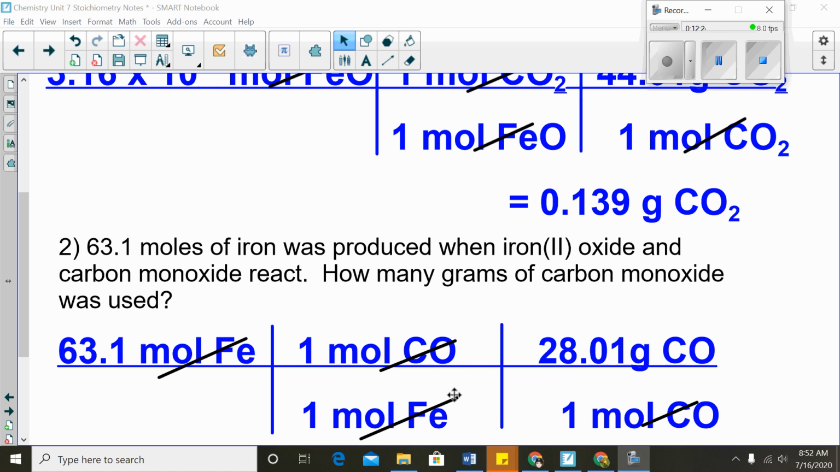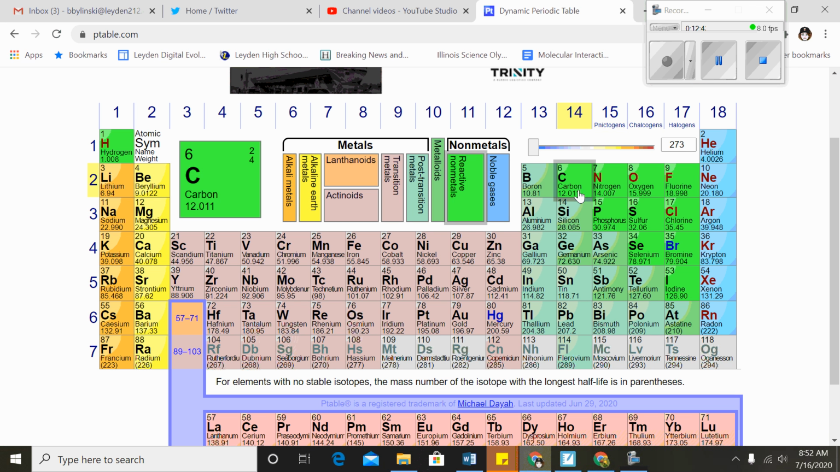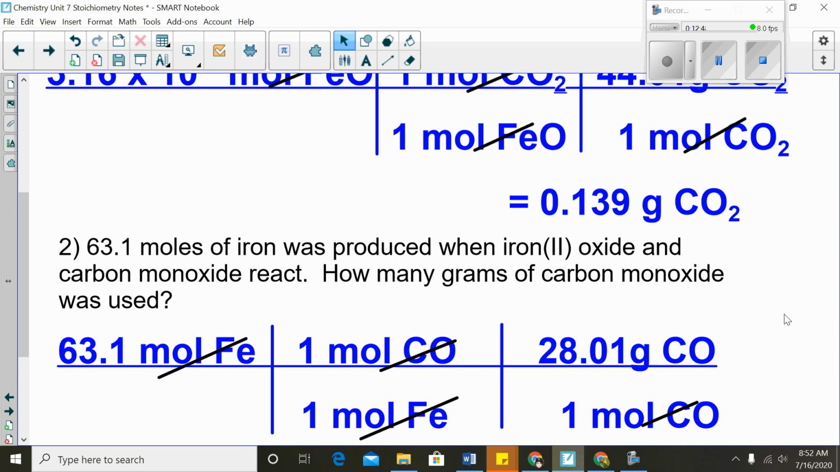There's no coefficients. So that's assumed to be 1. So if Fe cancels and you're left with mole of carbon monoxide, CO, that doesn't answer the question. The question was how many grams of carbon monoxide was used. So now you need 1 mole of carbon monoxide, and where am I getting the 28.01 grams? That is from the periodic table. So carbon, 12.01, and then oxygen, add that together, and you get 28.01 grams of carbon monoxide. Okay. So remember, mole is on the bottom so that it cancels, and I'm looking for grams.